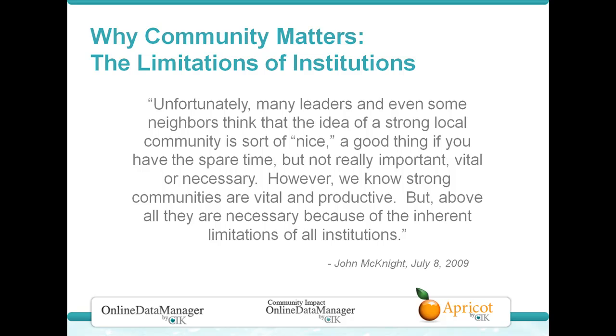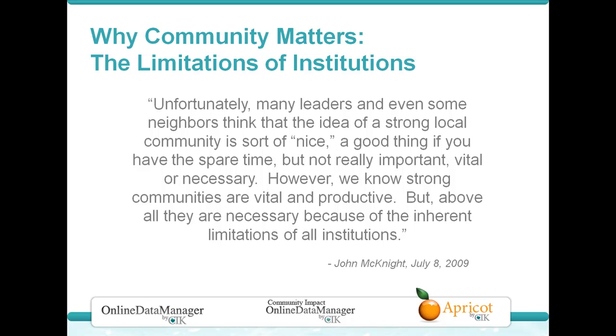John McKnight from the Asset-Based Community Development Institute gave a speech in 2009 where he talked about the limitations of institutions. That there are limits to what institutions can do, and that's why it becomes so critical that we have care as well as service, that we have people engaged in the work as well.